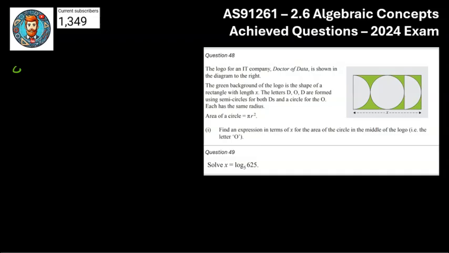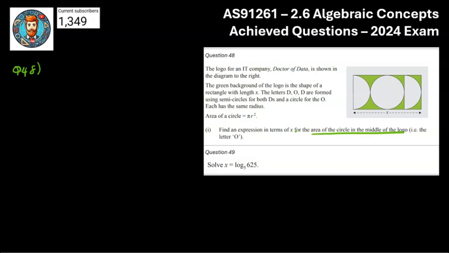Here's 2 more, so let's get into question number 48. So basically, this is a logo of some kind of Doctor Data, and you can kind of see the DO, Doctor of Data, you can kind of see that symbol in the function there. We've been given the area of a circle formula here, and in this question, we've been asked to find the expression in terms of x for the area of the circle in the middle of the logo. So what they mean by that is the area of this middle circle over here.